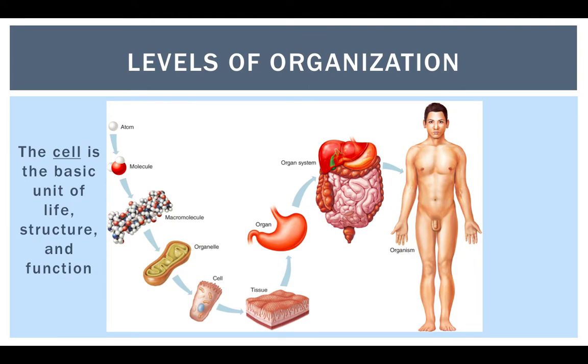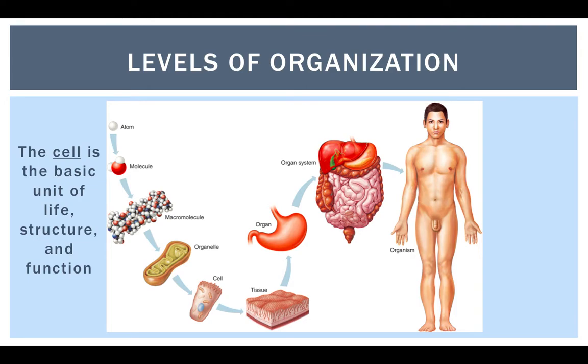Molecules join together to form macromolecules: proteins, carbohydrates, lipids, and nucleic acids. These macromolecules will join together to form organelles, the parts of a cell that carry out different functions for that cell. These are things like endoplasmic reticulum, the nucleus, the cell membrane, or the mitochondria.